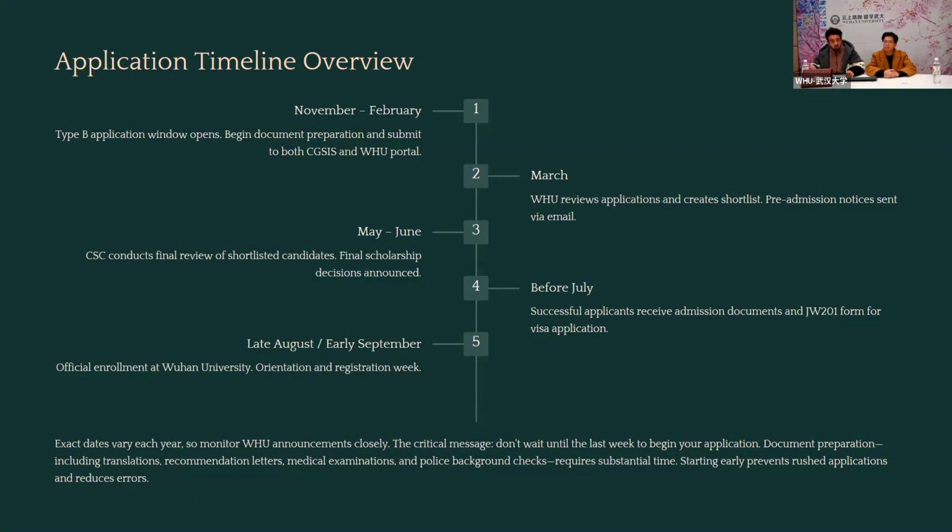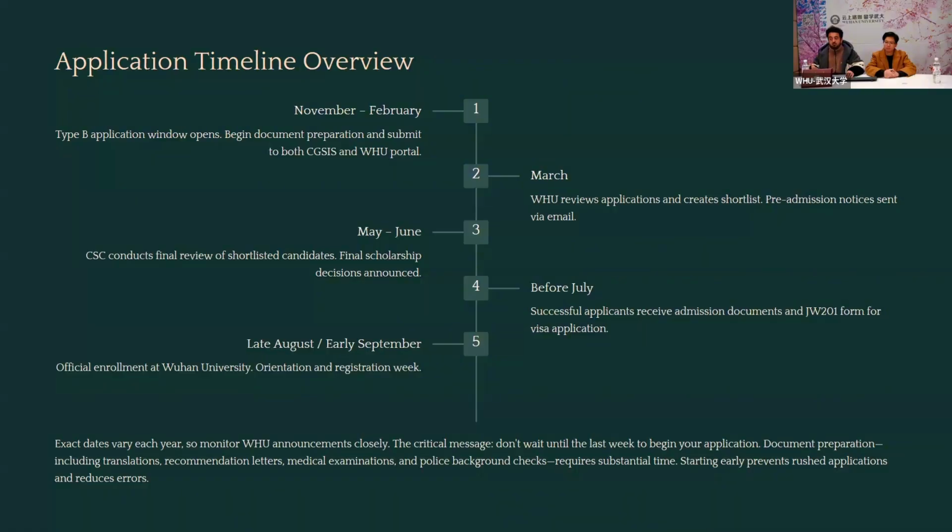In March, you will receive a pre-admission letter from Wuhan University if you successfully qualify the initial evaluation of your documents. And May to June, CSC conducts the final review of shortlisted candidates and announces the final scholarship decision. Once Wuhan University finalizes the list, your application will go to CSC, and they will evaluate and make a decision, and final results will come out in May and June.